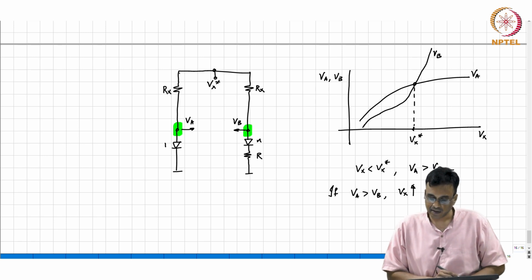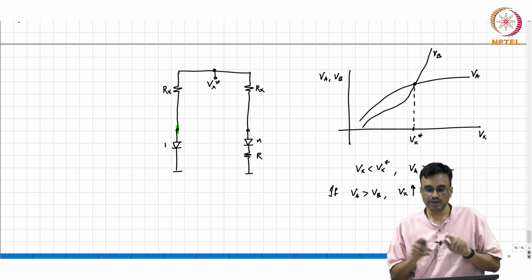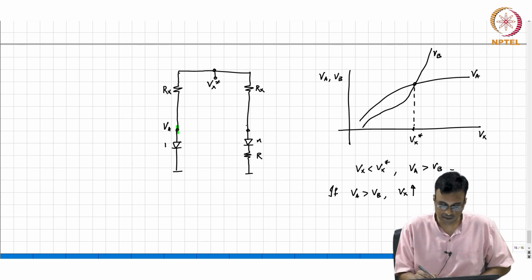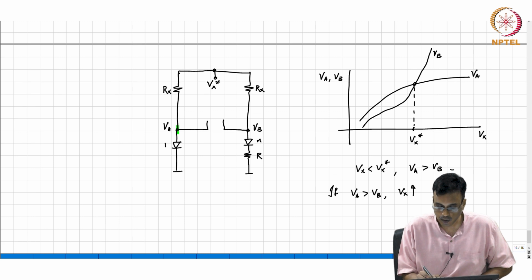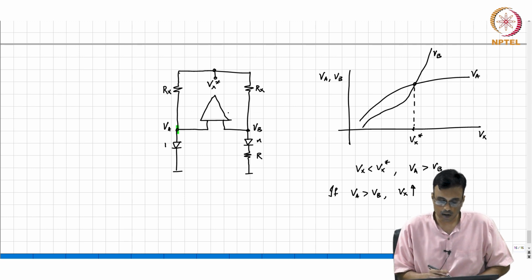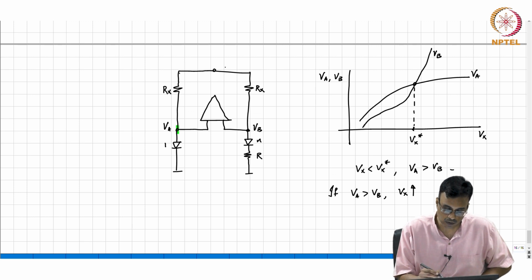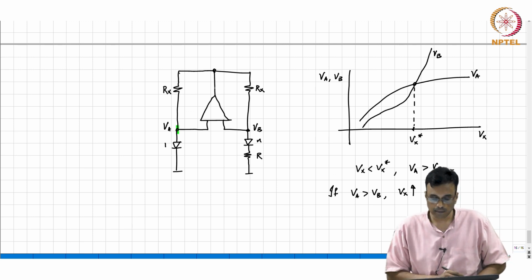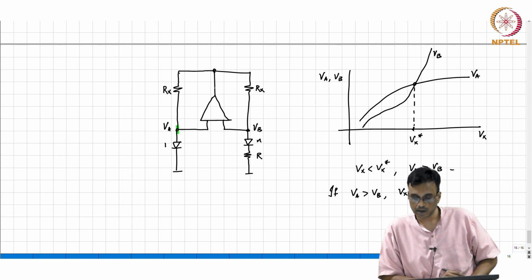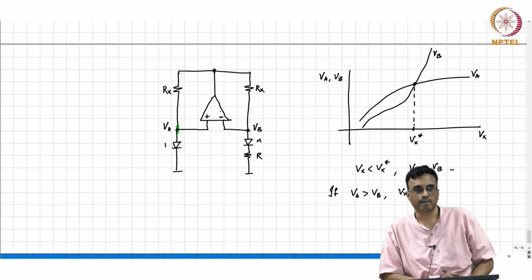Therefore, Vx is a voltage which is controlled by the difference between Va and Vb. So it is a voltage controlled voltage source, and what must be the gain? Infinite. And this must be negative.